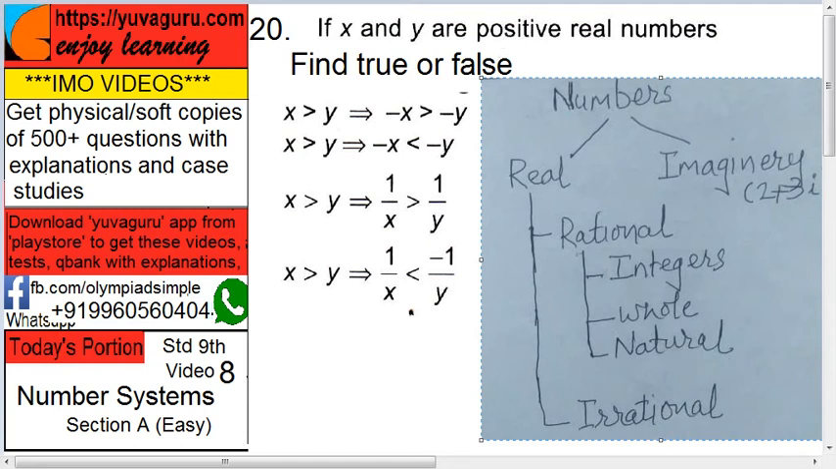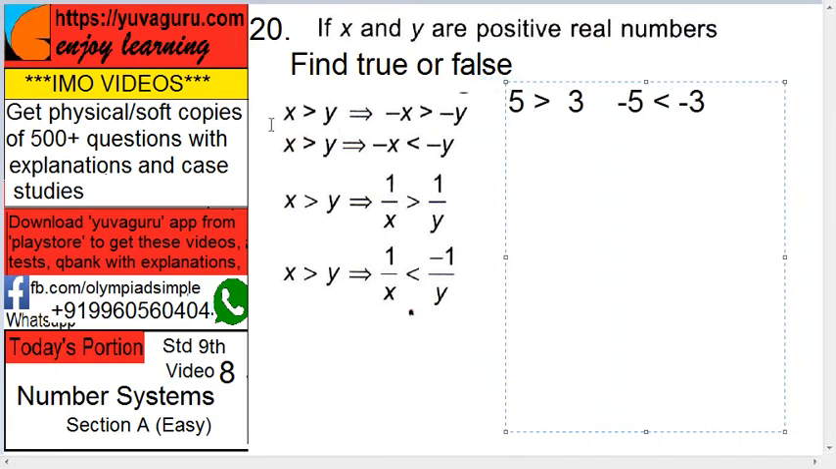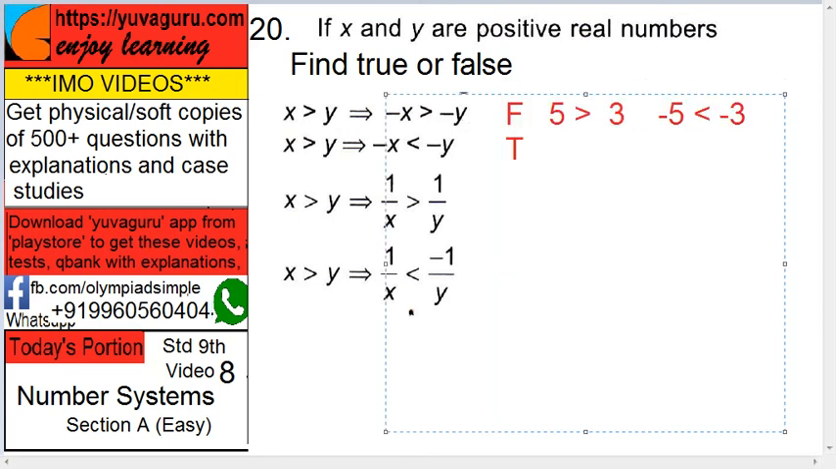So let's solve this now. If x is greater than y, so it means minus x is greater than minus y. Let's take x as 5 and y as 3. So 5 is greater than 3. So minus 5 is less than minus 3. It's not greater than. So this statement is false. The second statement automatically becomes true, because this is what we have got. So minus x is less than minus y. That's okay.